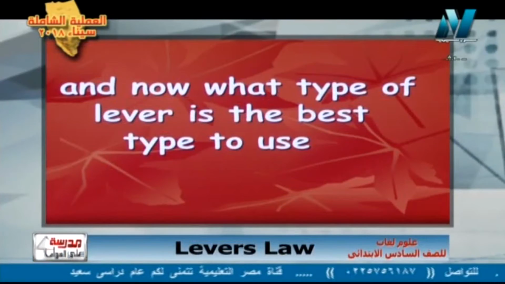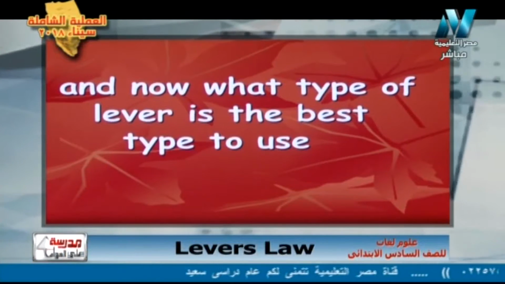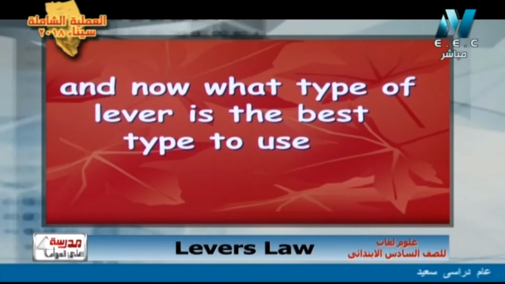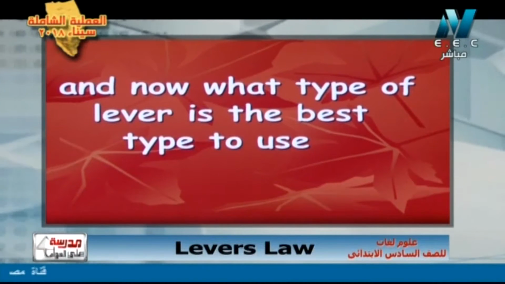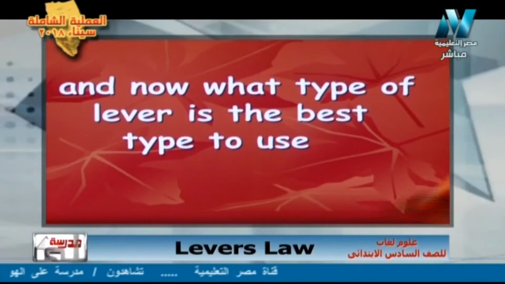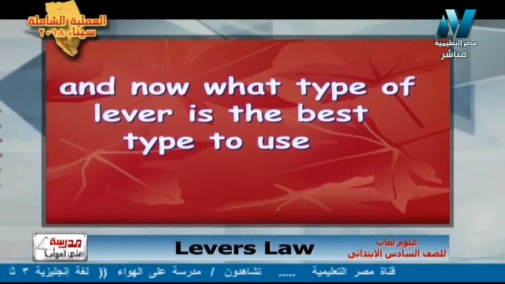So now, what is the best type of lever? Which is the best type of lever which we have studied? First class lever, second class lever, third class lever. So now let's summarize the three types of lever in a very simple drawing. Let me draw. Let's draw together.